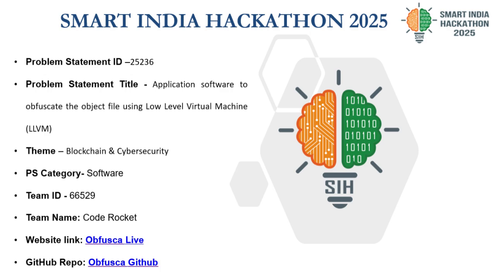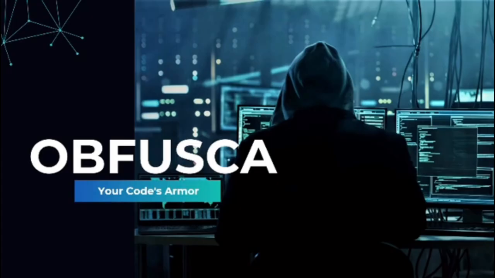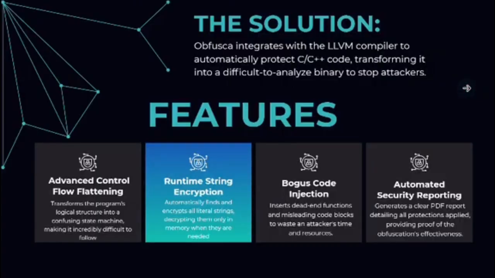We are Team Code Rocket, and today we are addressing a critical issue in cybersecurity. Our project is named Obfusca and its mission is simple: to be your code's armor. Every piece of software is vulnerable to reverse engineering. To combat this, Obfusca is built on four key features.